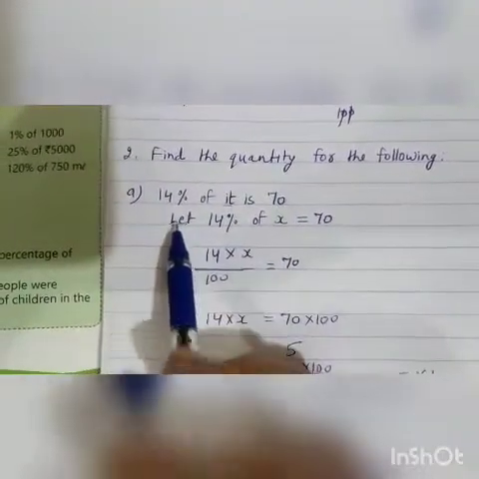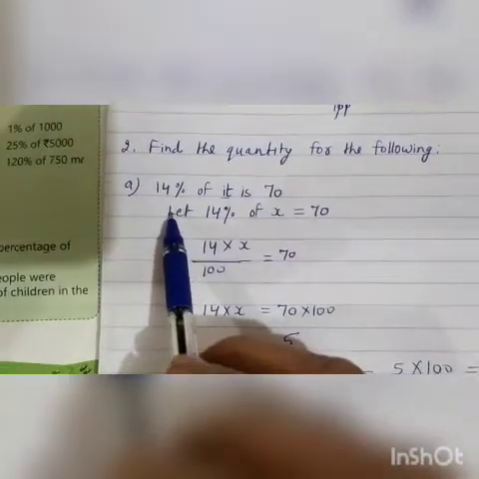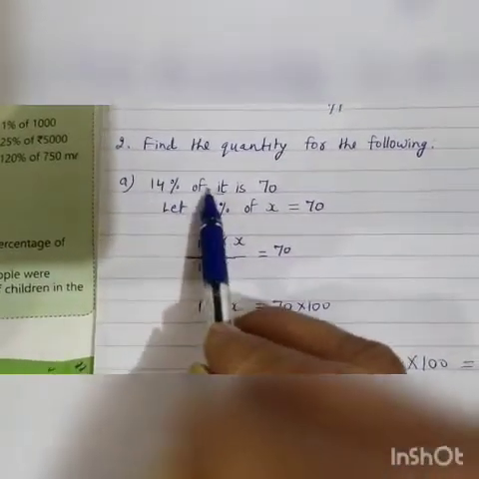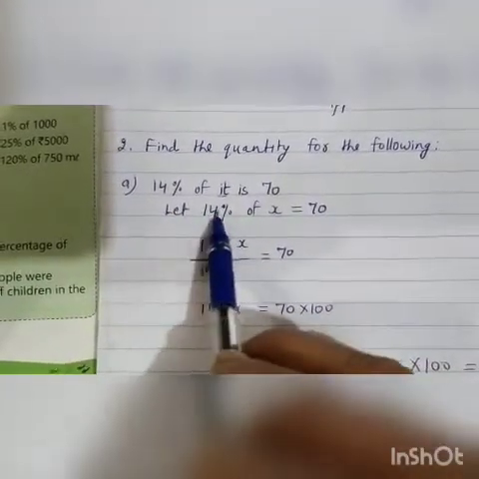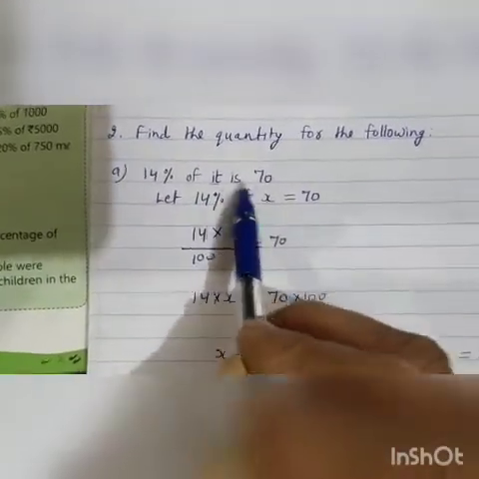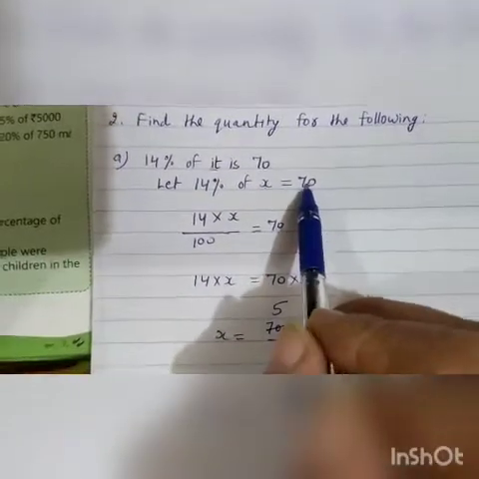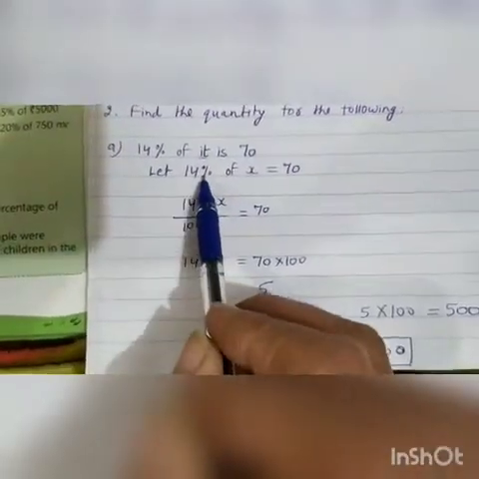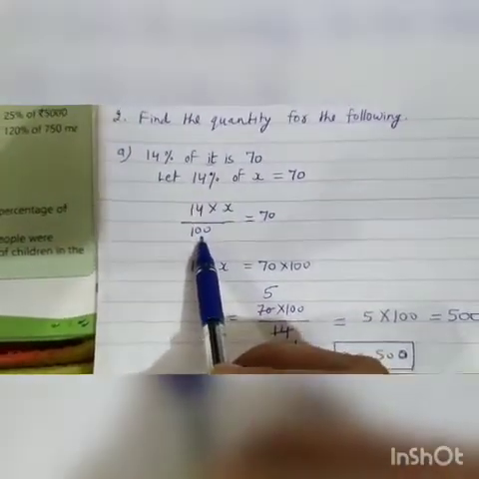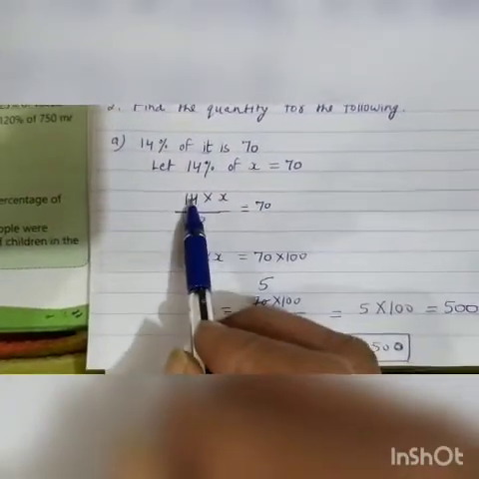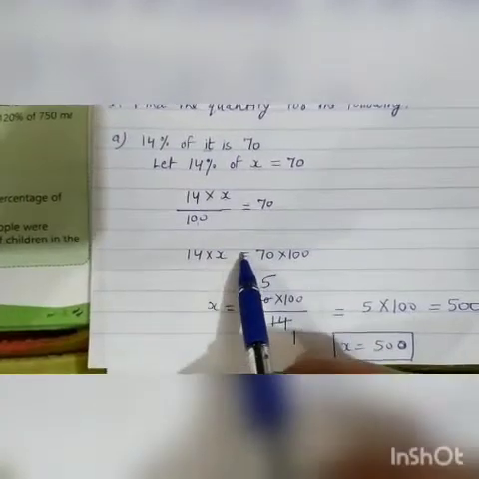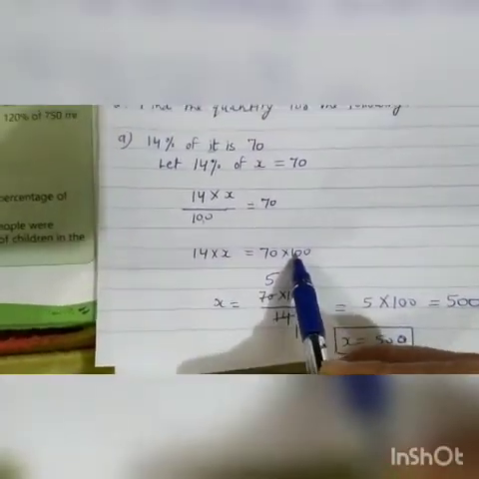We will assume it. In place of it we will take x. Let 14% of x equal 70. Then we will apply the same. 14% means 14 upon 100. Of means multiply x equal 70. Then this 14 multiply x is equal to 70 multiply 100.